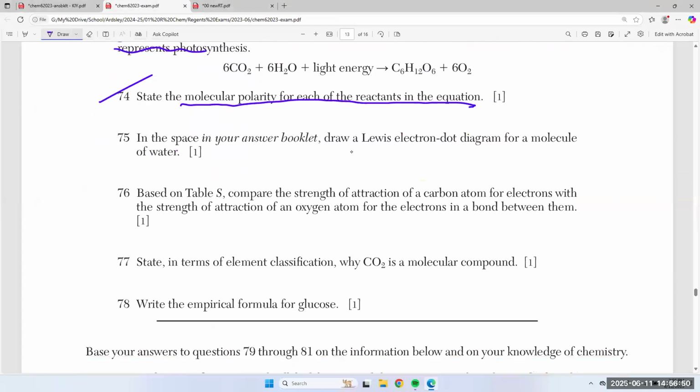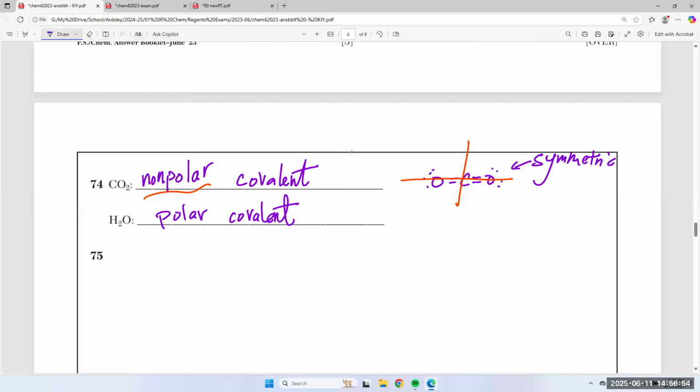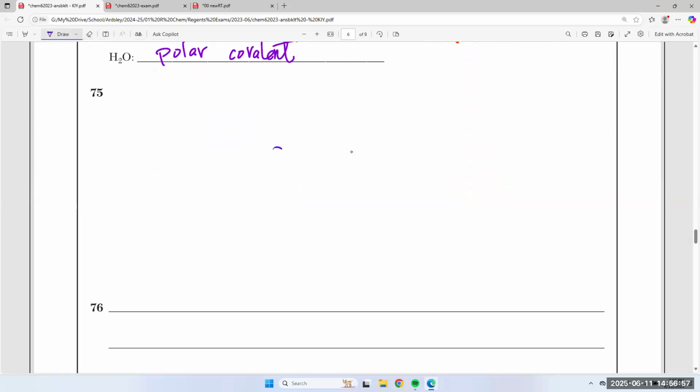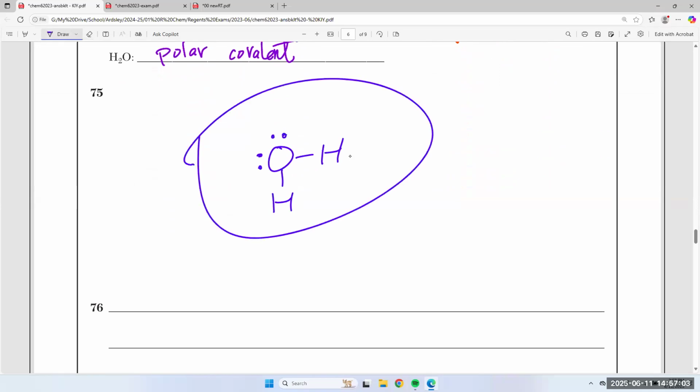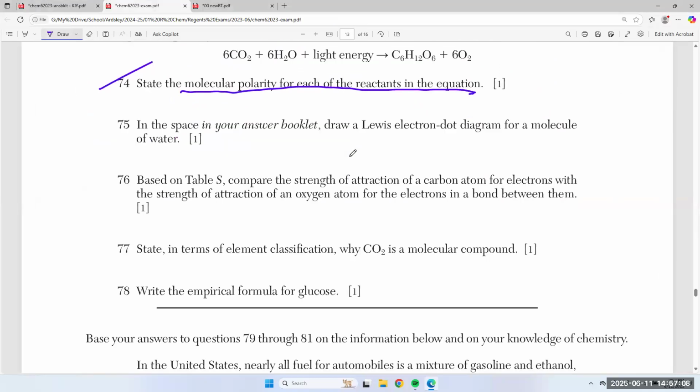In the Space and the Airs booklet, draw a Lewis electron diagram for a molecule of water. Like seriously, just memorize water, guys. They ask you so many times. Water is this. Okay? We're done. All right. I don't even think we have to circle that, but you know what? There it is.